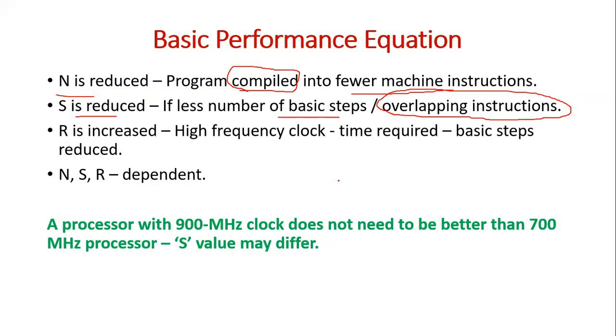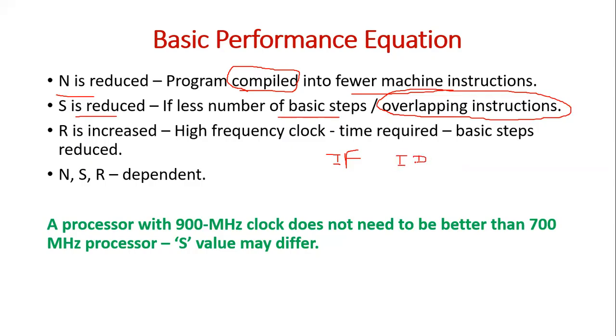Overlapping means something like concurrent execution. That is, when the first instruction is performing one operation, the next instruction can perform another operation. That is called overlapping instructions. For example, in any instruction execution, normally we follow this pattern: instruction fetch, which I'll call IF. That is, fetch the instruction.